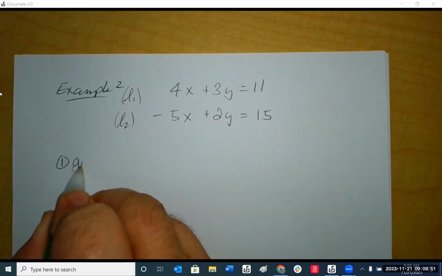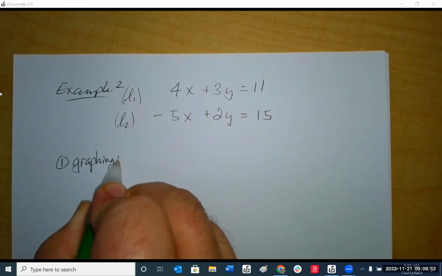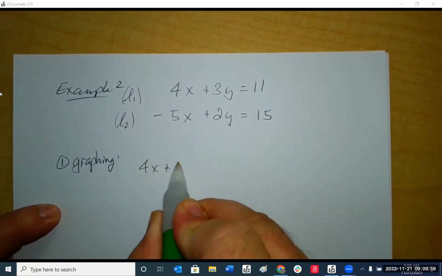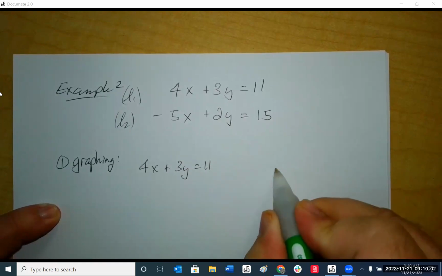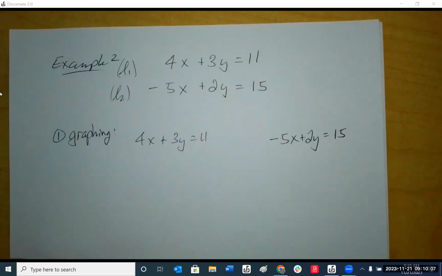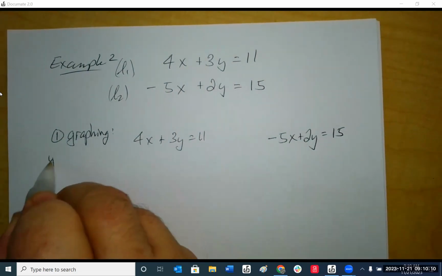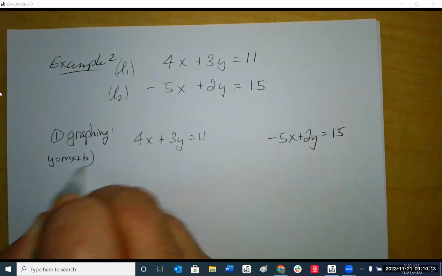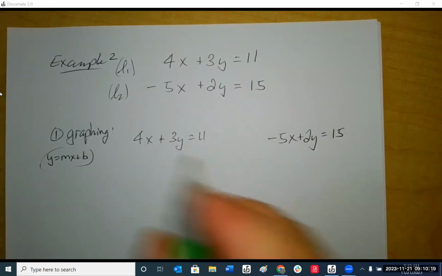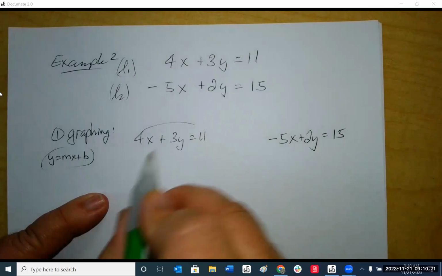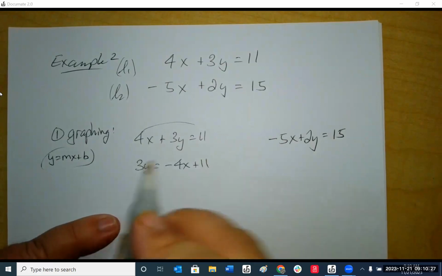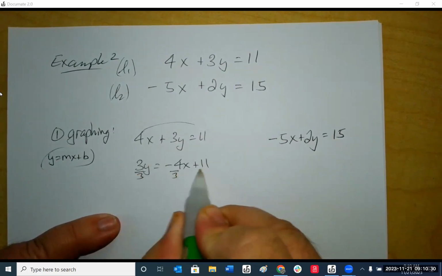So the first one we use is graphing. We have to take both of these equations and solve for y. We have to put them in y equals mx plus b. So let's move the 4x over. So it's 3y equals -4x plus 11. Divide by 3.